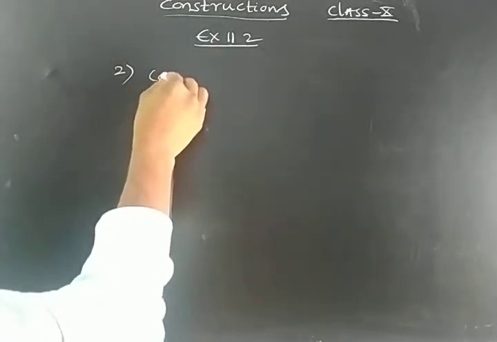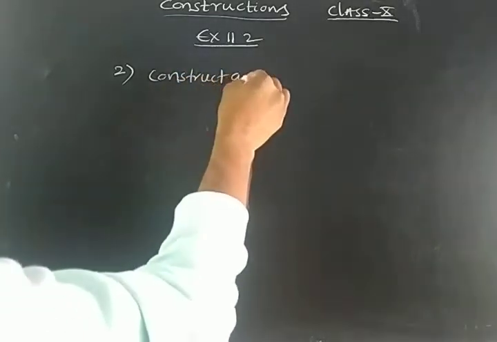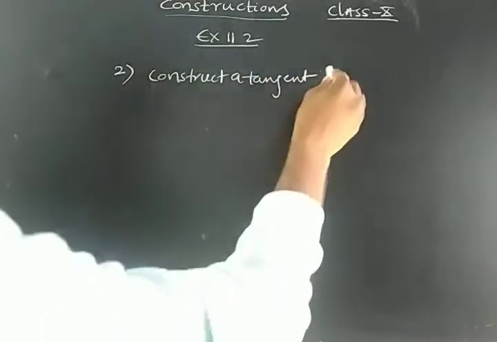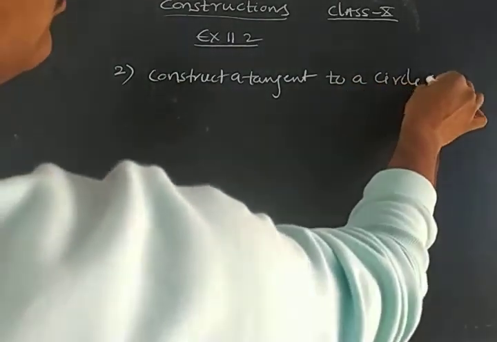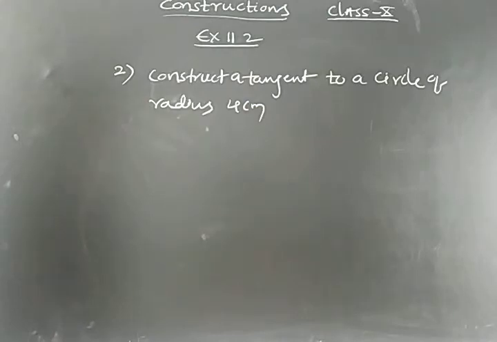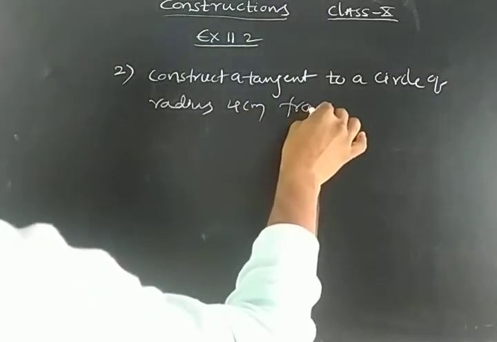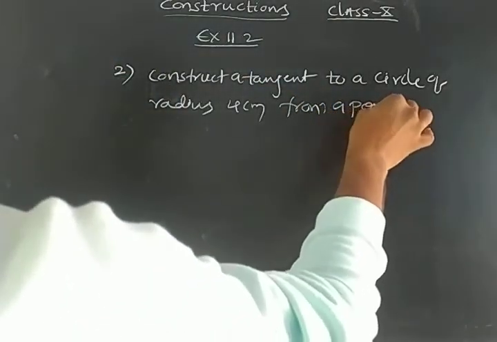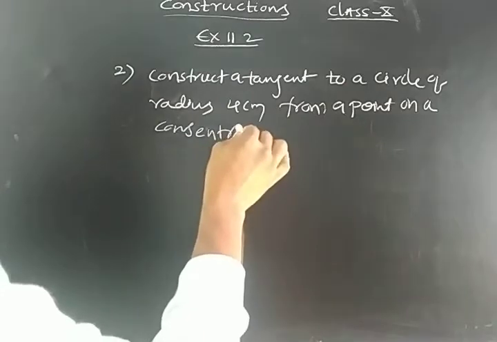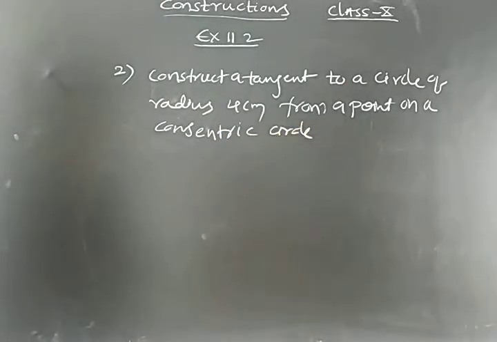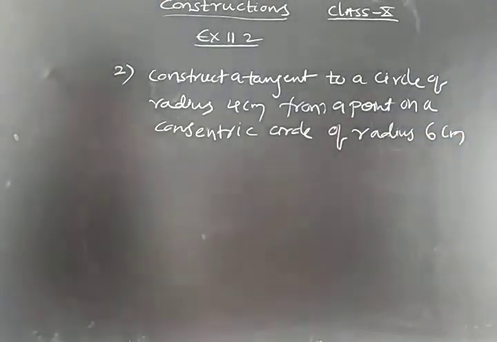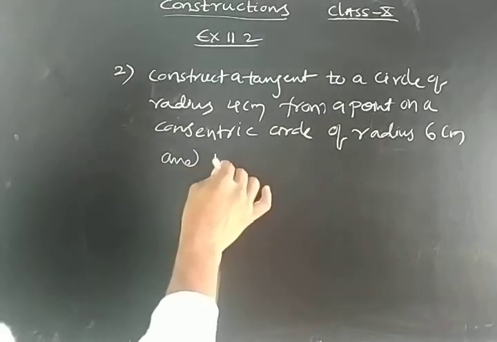Construct a tangent to a circle of radius 4 centimeters from a point on the concentric circle of radius 6 centimeters, and measure its length.